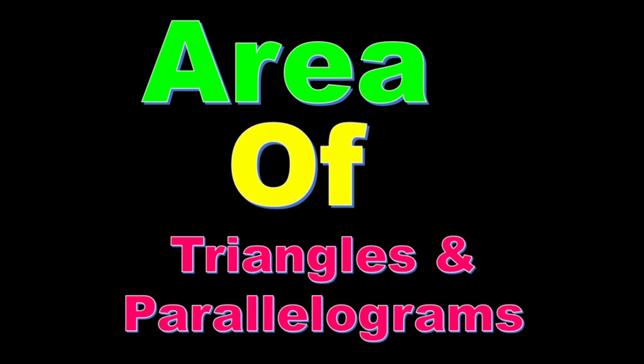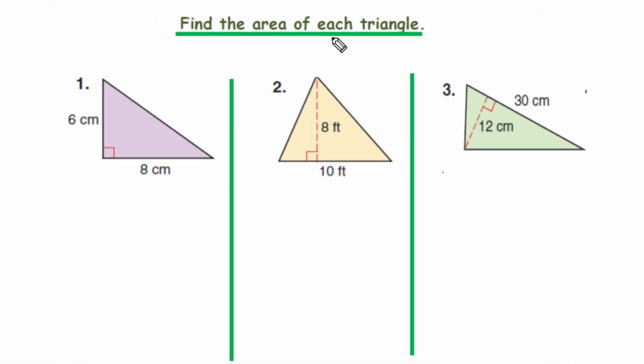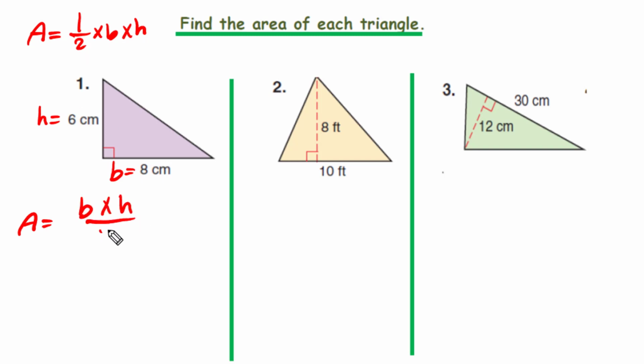Next, area of triangles and parallelograms. We studied before how we can find the area of the triangle and the area of the parallelogram. So you must study the rule of finding the area of the triangle and the parallelogram. Find the area of each triangle. First, base equals 8 and the height equals 6. We studied before that the area of the triangle equals half times base times height. But I told you before, to find the area of the triangle, you can write the formula as b times h over 2.